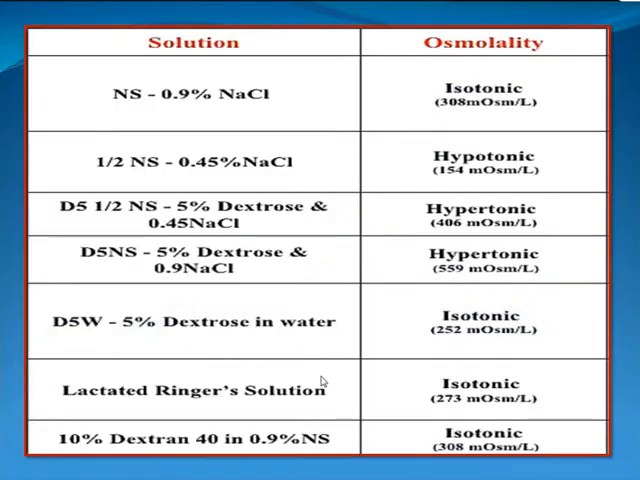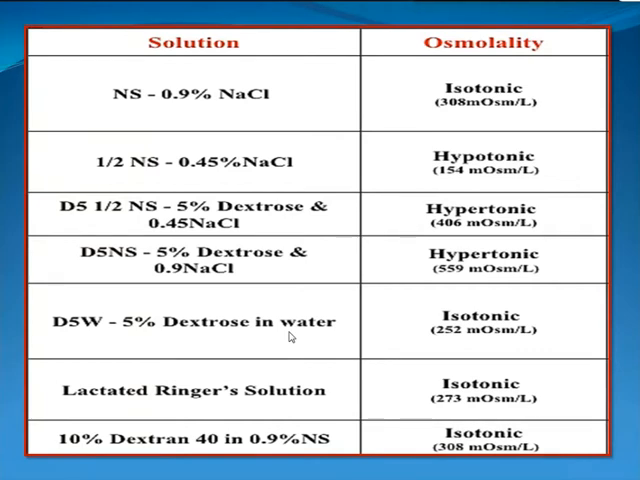Now, this table shows the osmolality. You know the normal osmolality of plasma. So the normal saline is the nearest, 308. While the Ringer lactate is also isotonic because it is near 273. Dextrose water is also within isotonic, because it is more than 250. And dextran, which is a type of colloid fluid, is also isotonic. It has the same osmolality as the normal saline because of the presence of normal saline in its constituents.